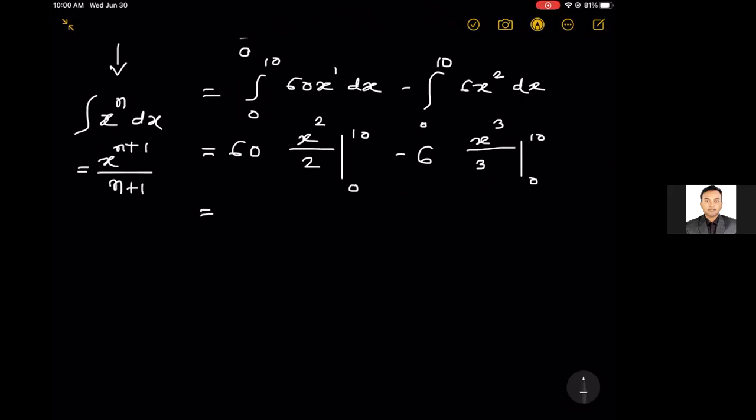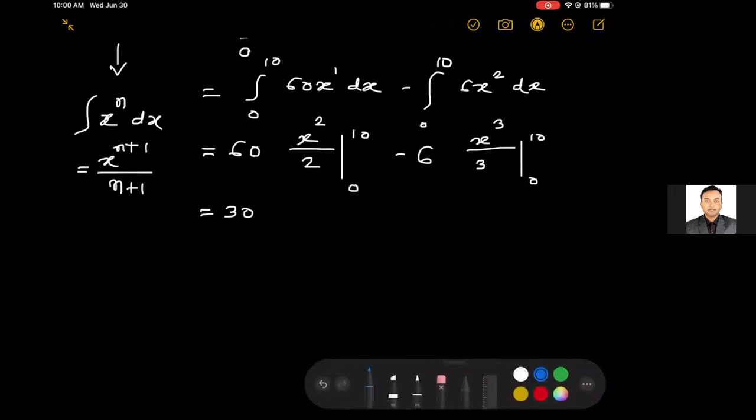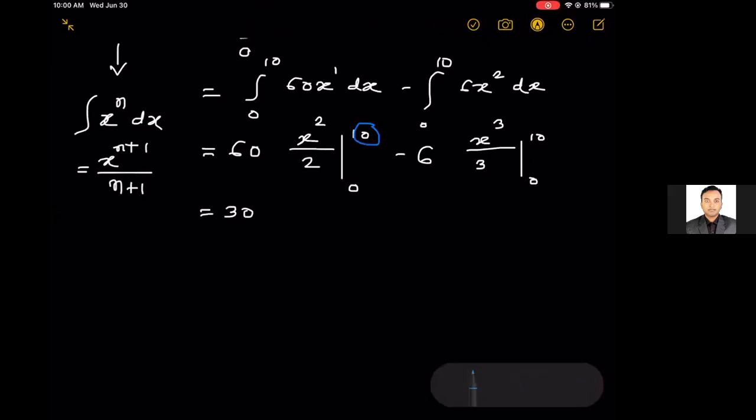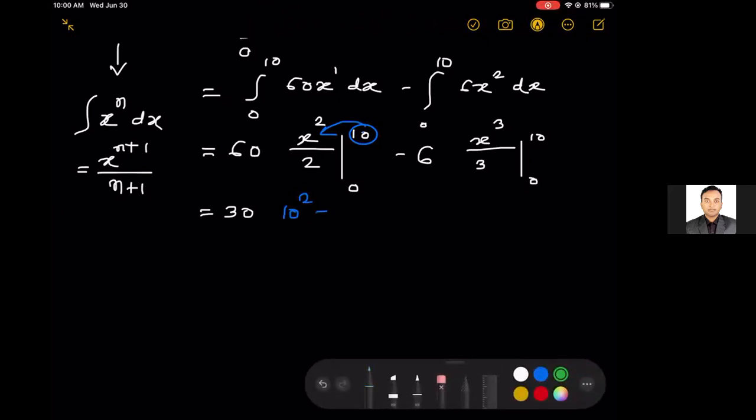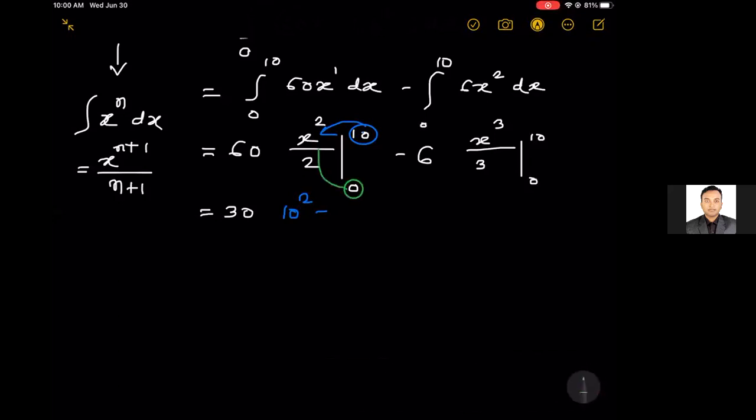So if we simplify it just a little bit, this 60 and 2 will give us 30. And this x squared, again, we're evaluating at these points, right? So we'll just replace x by these precise values. So it will be first 10 squared minus the lower limit, which is 0 squared.